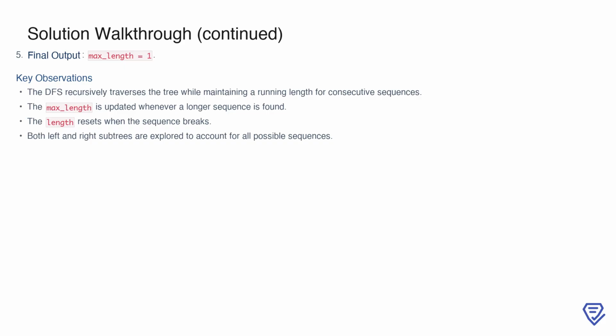Overall, the key takeaway is that the DFS approach efficiently tracks consecutive sequences by incrementing length when the sequence continues and resetting it when it breaks, while ensuring that both left and right subtrees are fully explored.